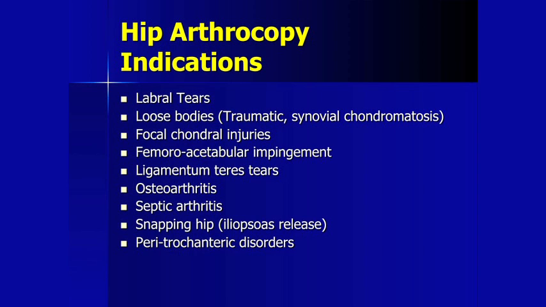impingement problems, a tear of the ligamentum teres, that's that ligament that the blood supply came in that we looked at earlier. Some people may consider it for arthritis, but it won't solve arthritis, so it's very rare that you would use it in the setting of arthritis. Septic arthritis, you can use it to wash out infection. If you have a snapping hip, you can release the iliopsoas tendon through that procedure.